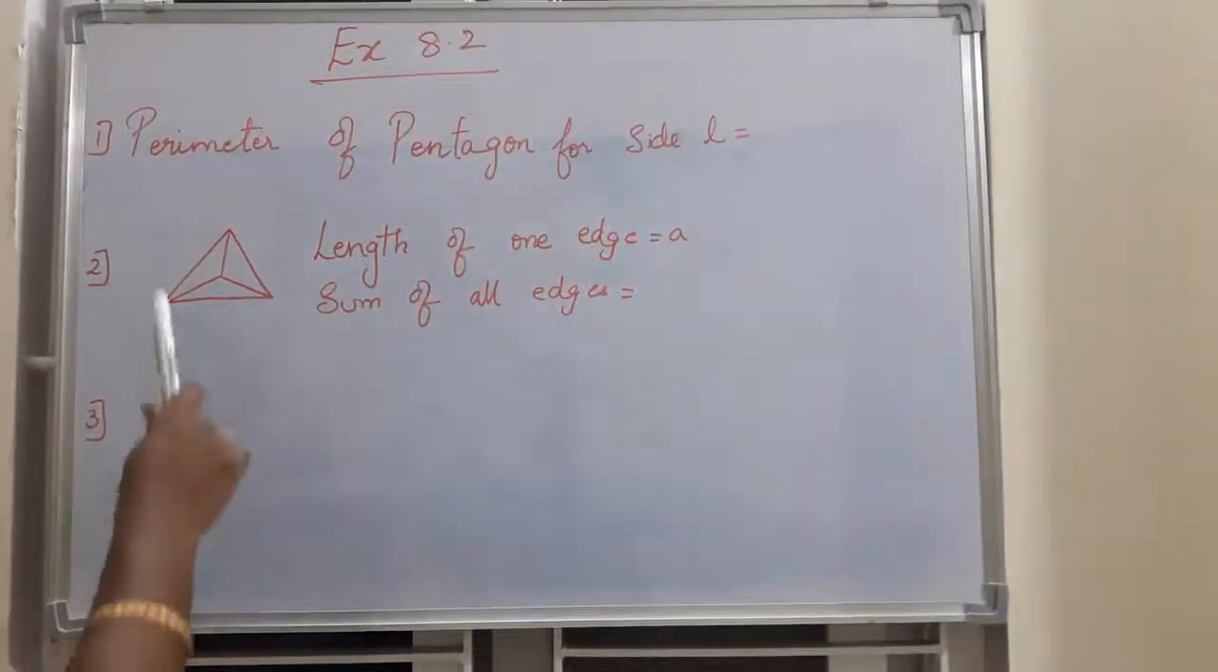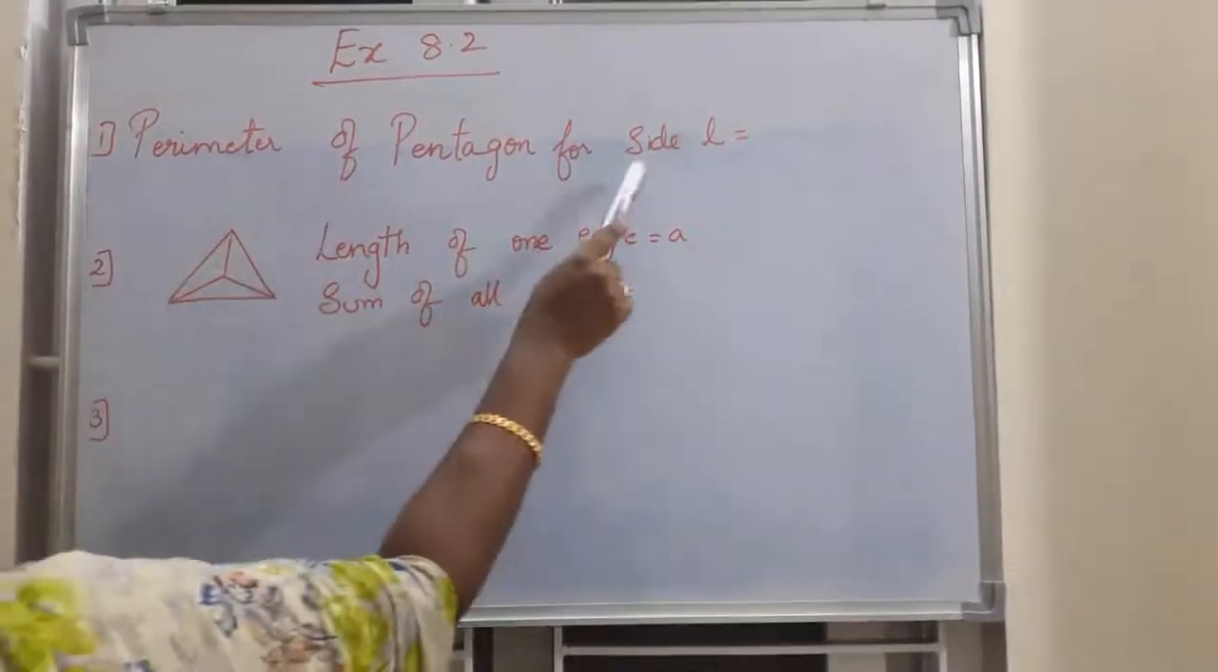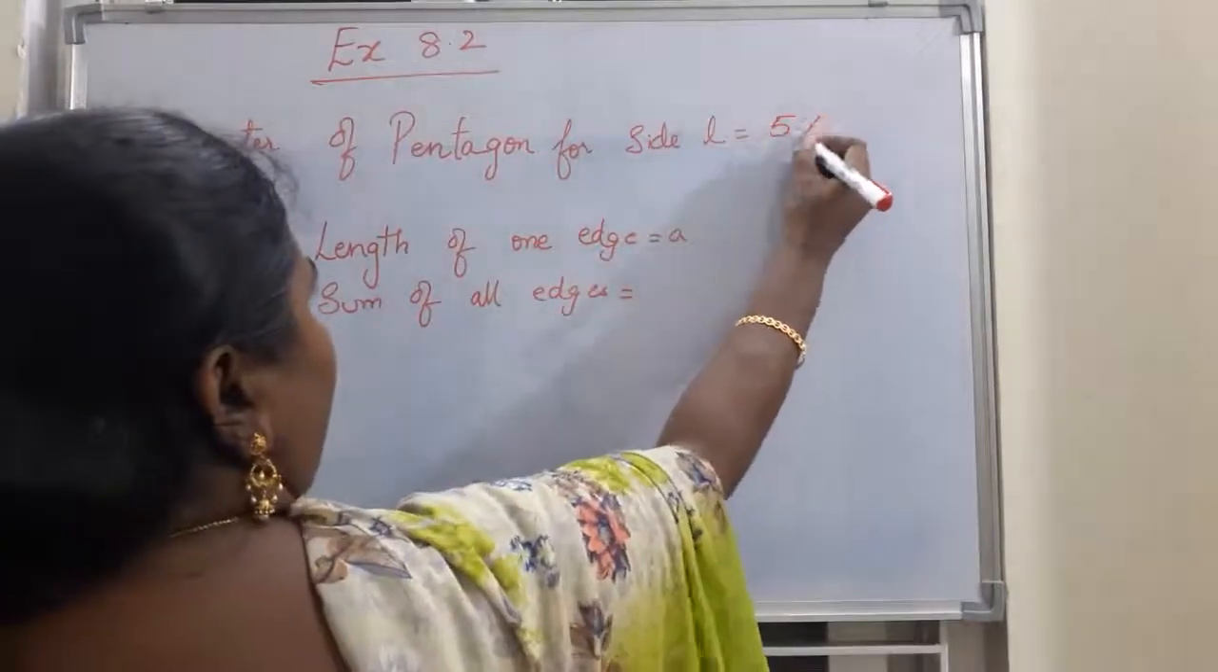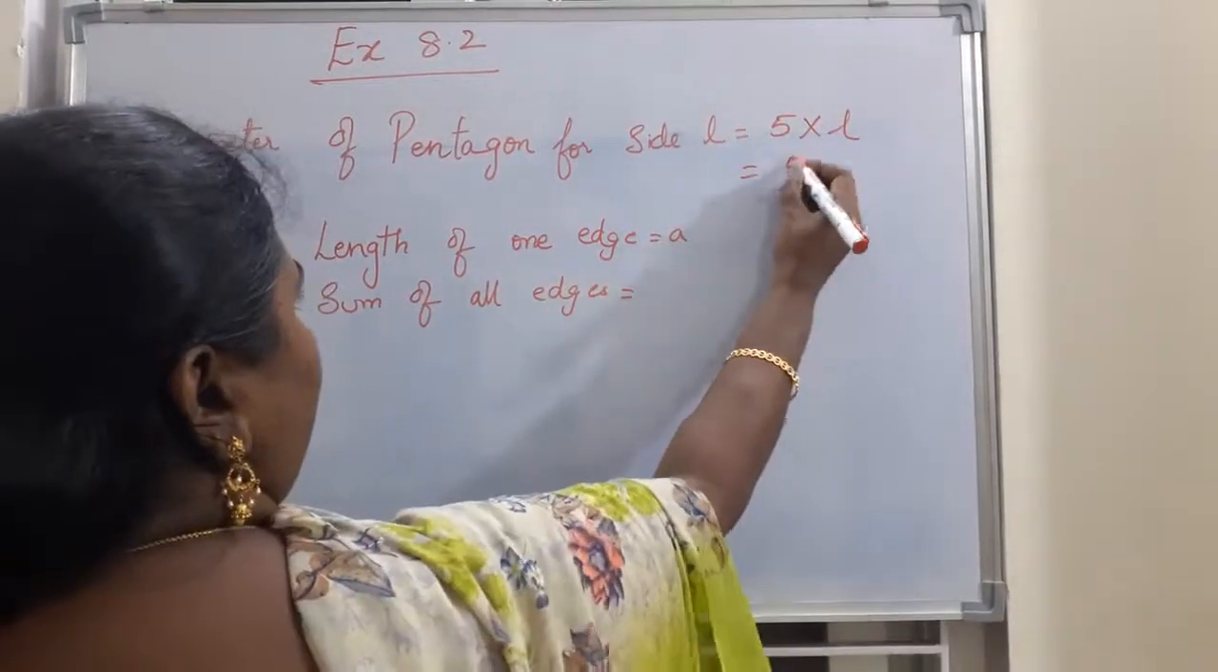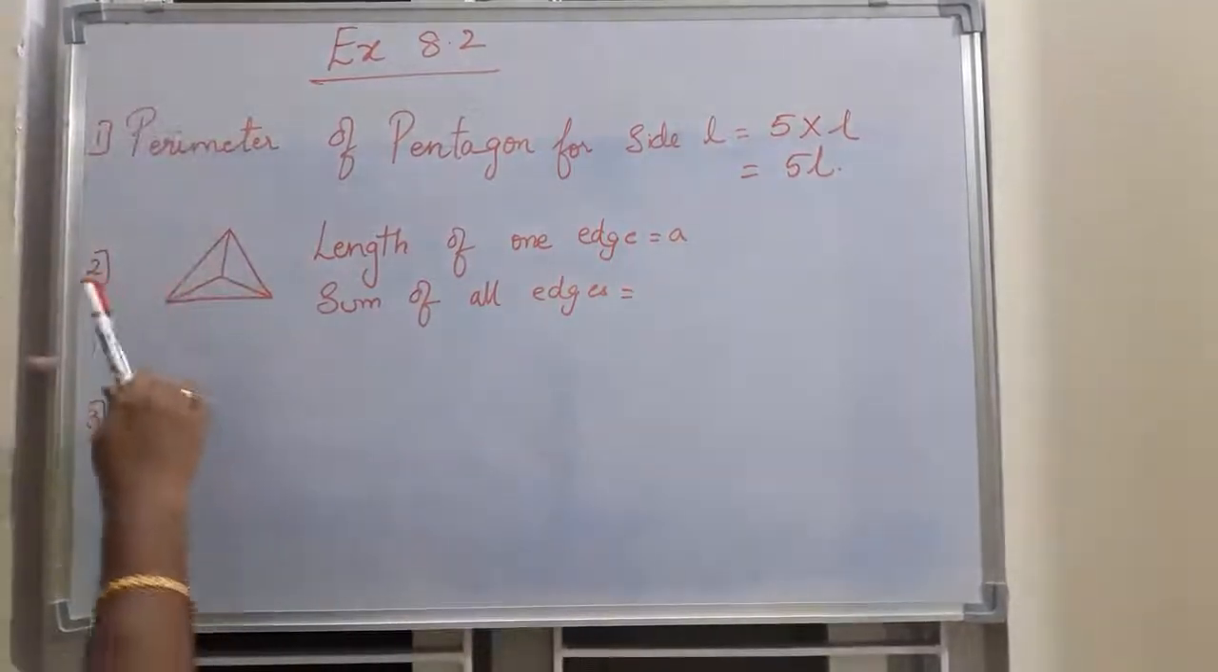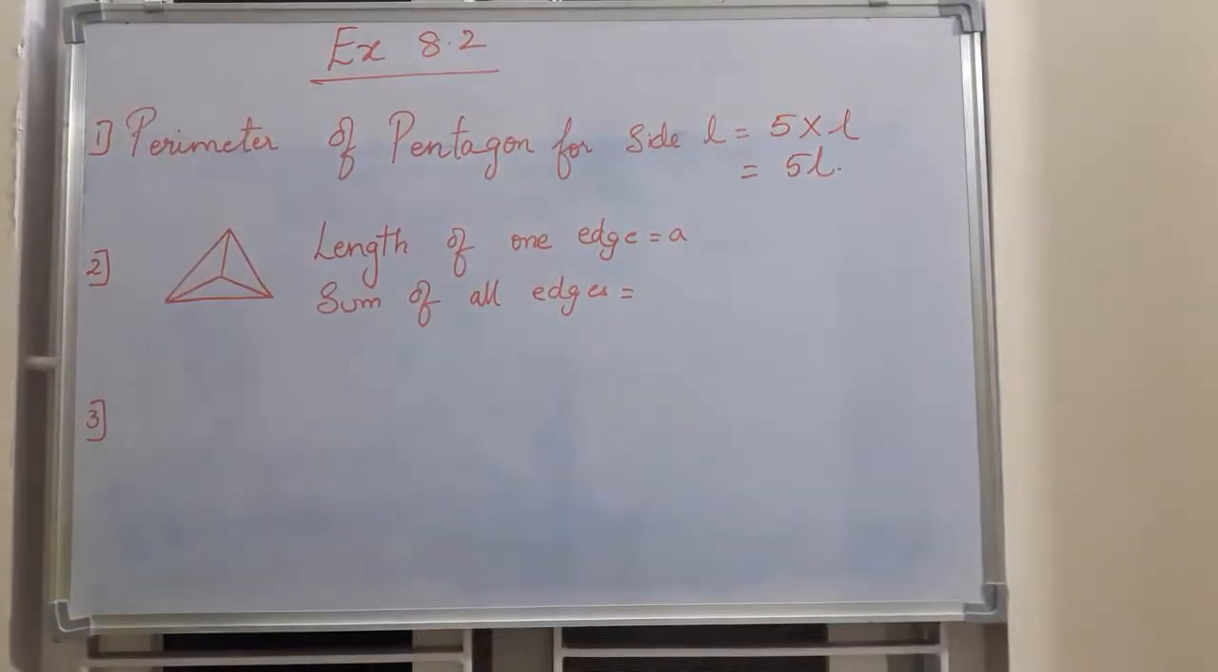So now see this, children. Perimeter of the pentagon for side L is 5 into L, that is equal to 5L. Okay. Second question. A regular tetrahedron is a three-dimensional shape formed by four identical equilateral triangles as its faces.